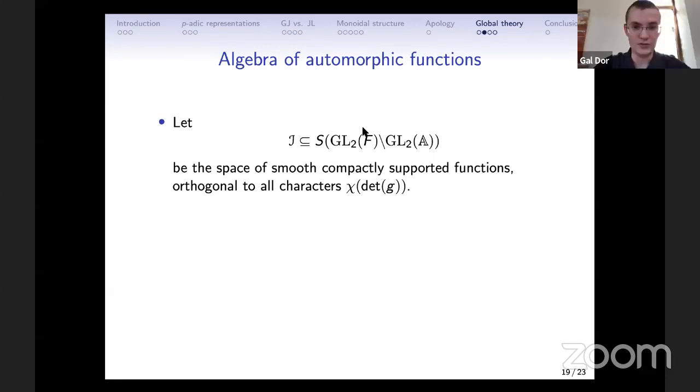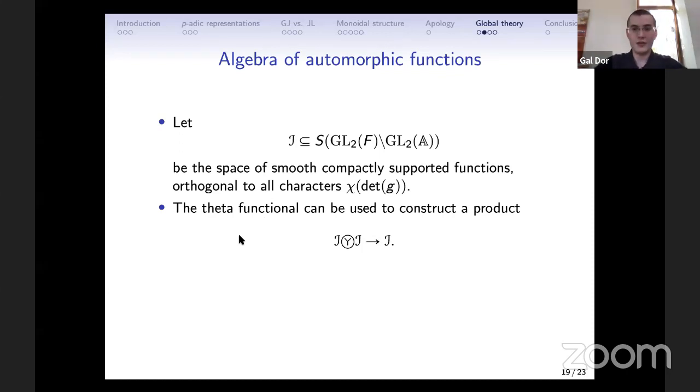So you have this space of compactly supported functions that are orthogonal to all characters. Now the thing is that when I described this construction locally, when I constructed the triple action on the space of functions on M2 times A star, I used the Weil representation. This is a part of a theory called the theory of theta correspondences. It has two components. One component is the theta correspondence itself. It's some functorial construction that allows you to take representations over one group and turn them into representations of another group. The second component of this mechanism is something called the theta functional.